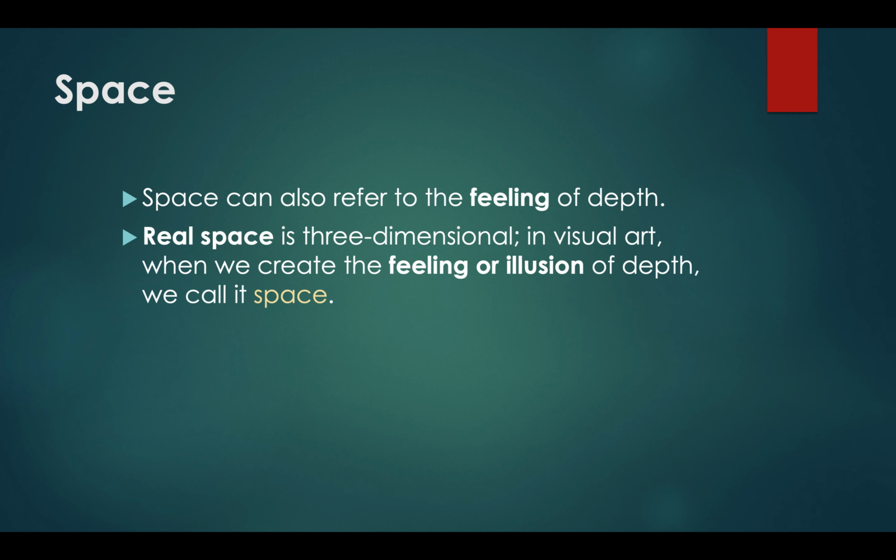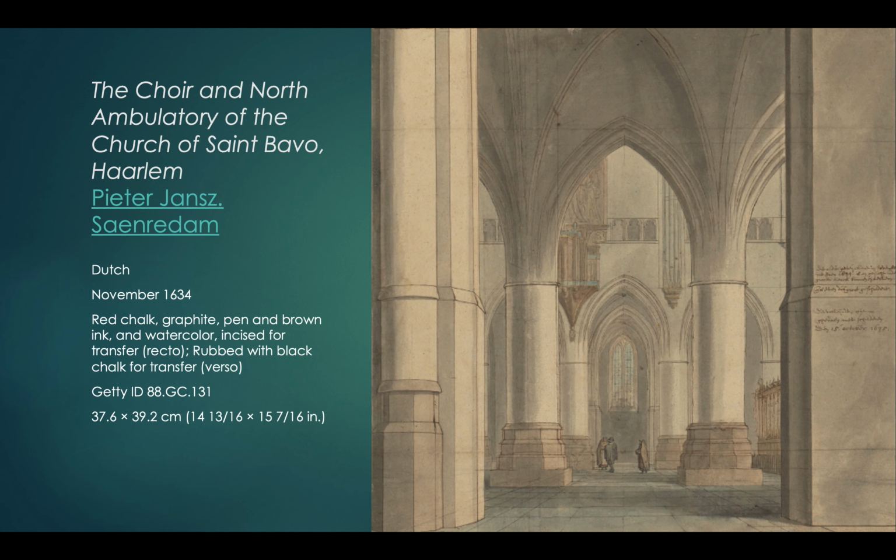So if we're talking in two dimensions, then we're thinking about the feeling of depth. If we're talking about form, then we've got real space in a three-dimensional area. In visual art, if we are creating the feeling or illusion of depth, then we're going to call it space. So if we are recreating form using shapes in a two-dimensional space, we'll talk about space as that mimicking of actual depth. So for an example here, there's the feeling of depth that's created by the perspective in this image. Clearly, this image does not actually go anywhere. It's still on a two-dimensional plane.